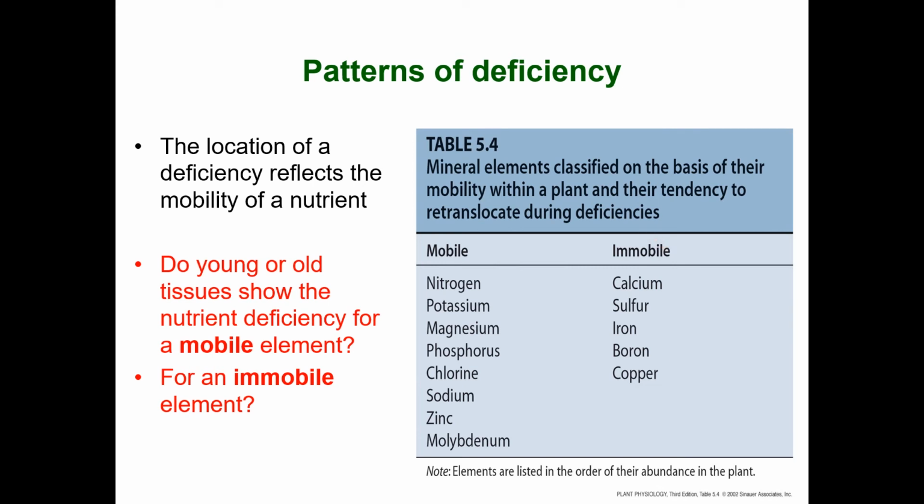So stop and think for a minute. If we had young leaves in a plant and we had a mobile element, would those young leaves be likely to show a nutrient deficiency or not? Or if we have an immobile element like calcium or sulfur, would the young leaves show the nutrient deficiency or would the older leaves show the nutrient deficiency? Stop and think for a second and then we'll talk about that idea.